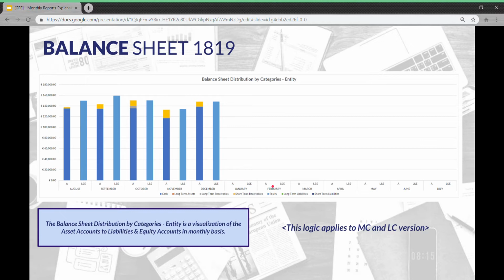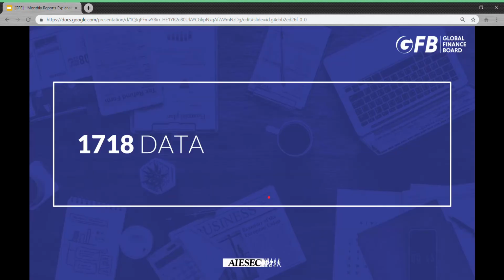Now, balance sheet distribution by categories in terms of entity is a visualization of the assets accounts and liabilities and equity accounts side by side per month. So this logic applies to the MC and LC version. Alright, 1718 data.